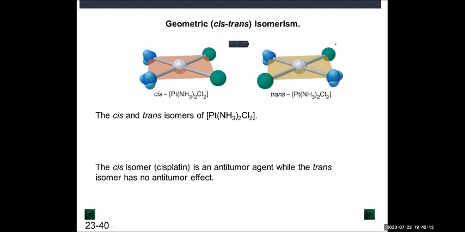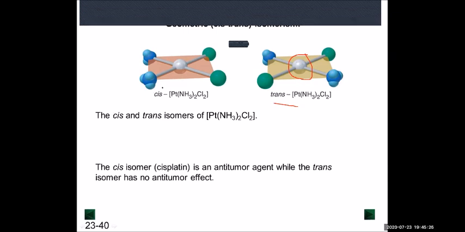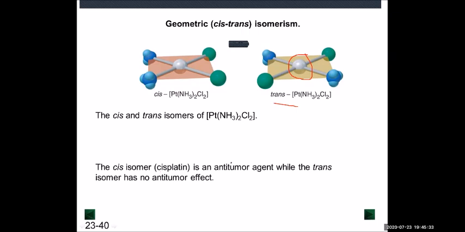And in a different compound, the two chlorines are on opposite ends of the platinum metal. So that's what we define as trans, and these two are very different. The cis isomer for this, we call cisplatin. It's actually an anti-tumor drug, just like many drug names that end with -in. And the trans isomer has no effect on the tumor cell.